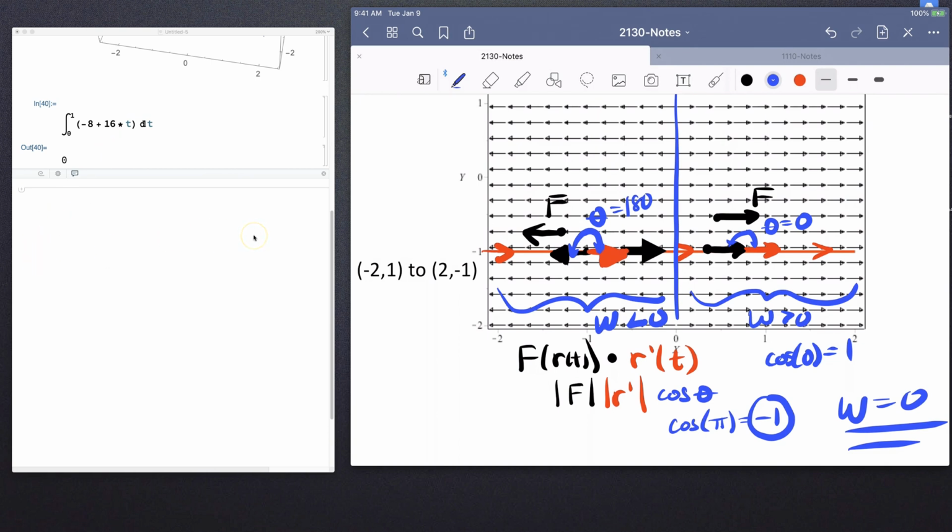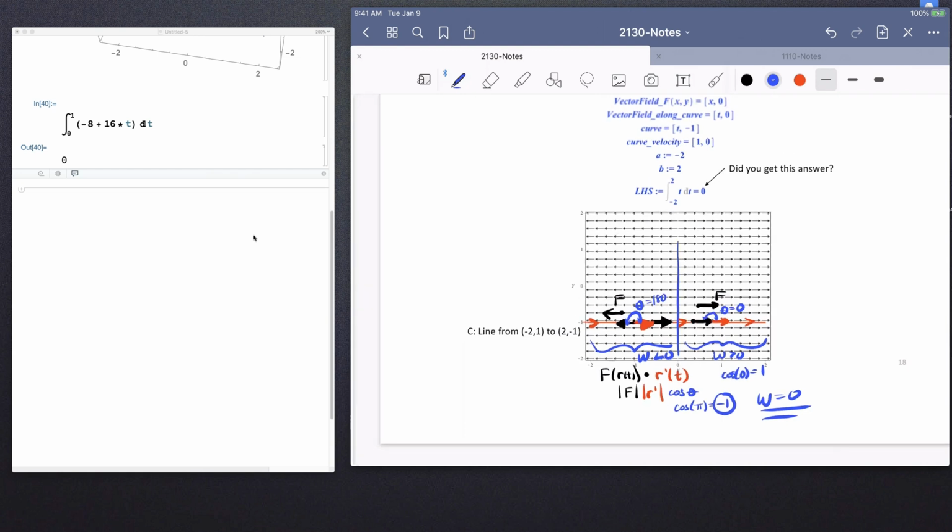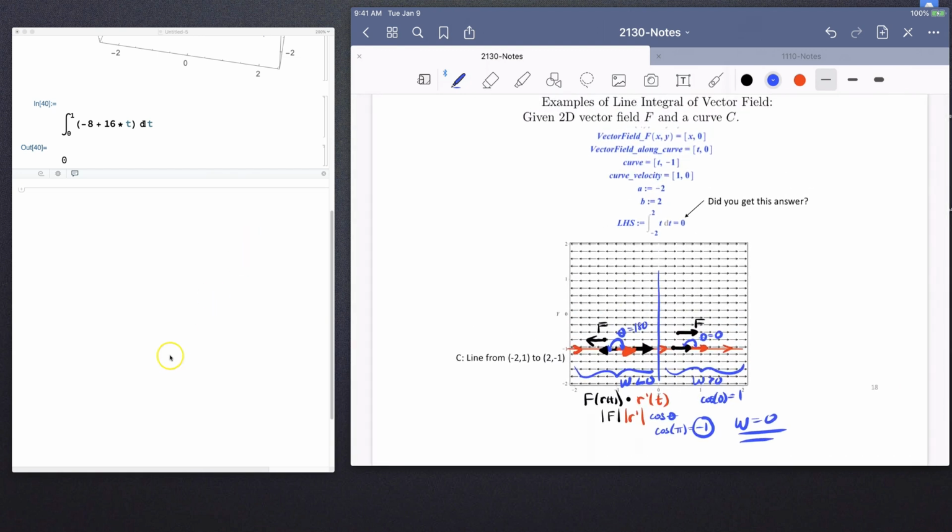So that ends this video on computing an example of a work style integral.